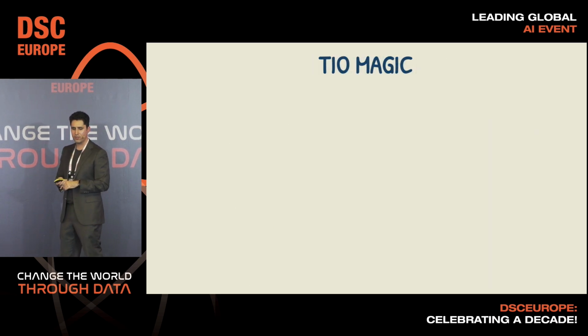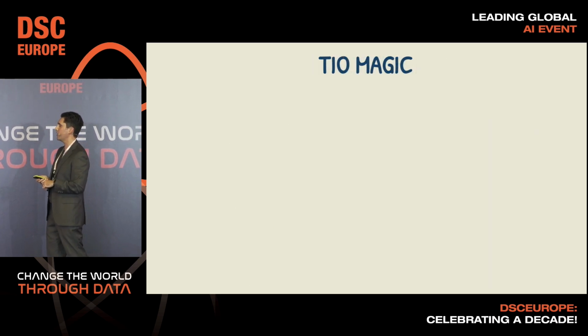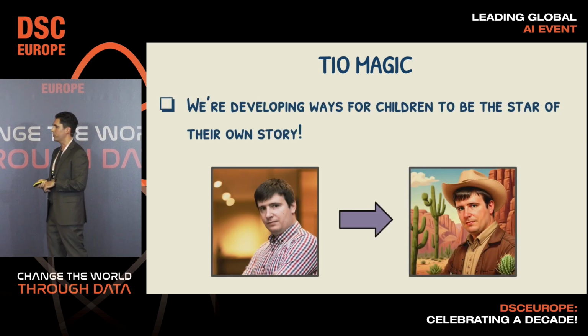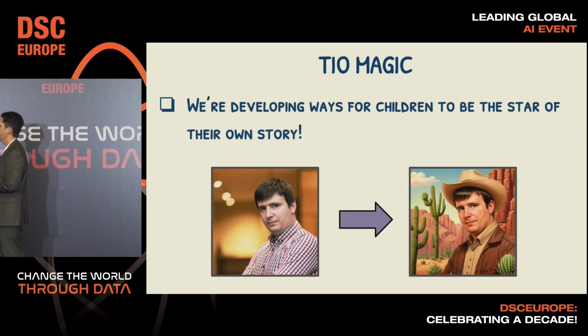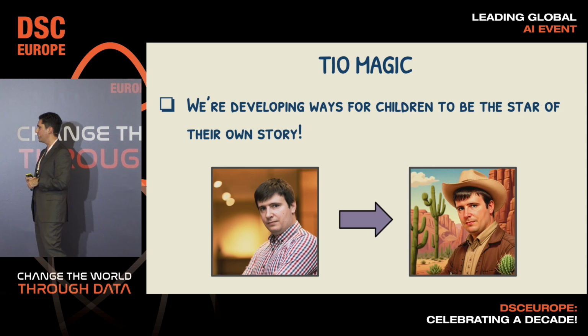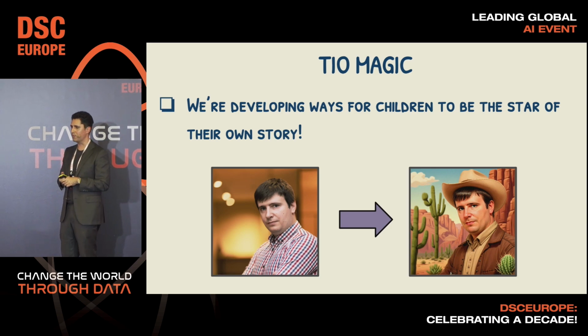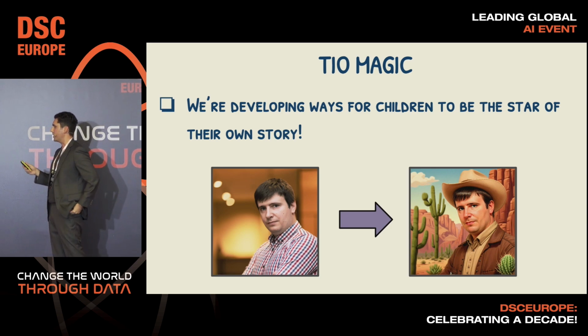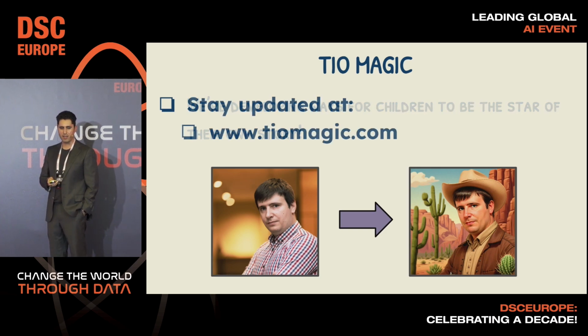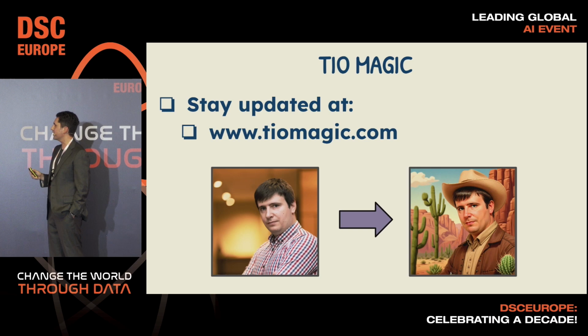There's actually much better ways of doing this. So what I'm working on now is developing ways for children to be the star of their own story. You can take an image and then apply a bunch of interventions, so to speak, so that you can have them be anywhere in their story. You can stay updated at tomagic.com. And yeah, that's kind of it.